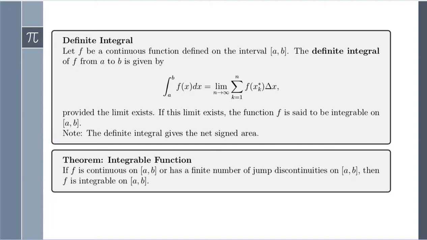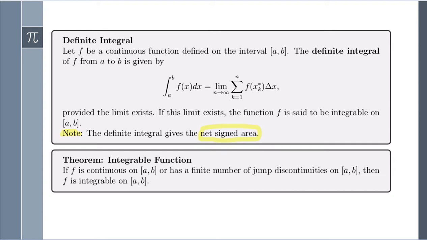Okay, so in other words, this integral here gives us the true area under the curve and above the x-axis. So here I have put a note. This definite integral gives us the net signed area. It does not give us the total area between the curve and the x-axis. Okay, it gives us the net area. So it's very important that we understand that.